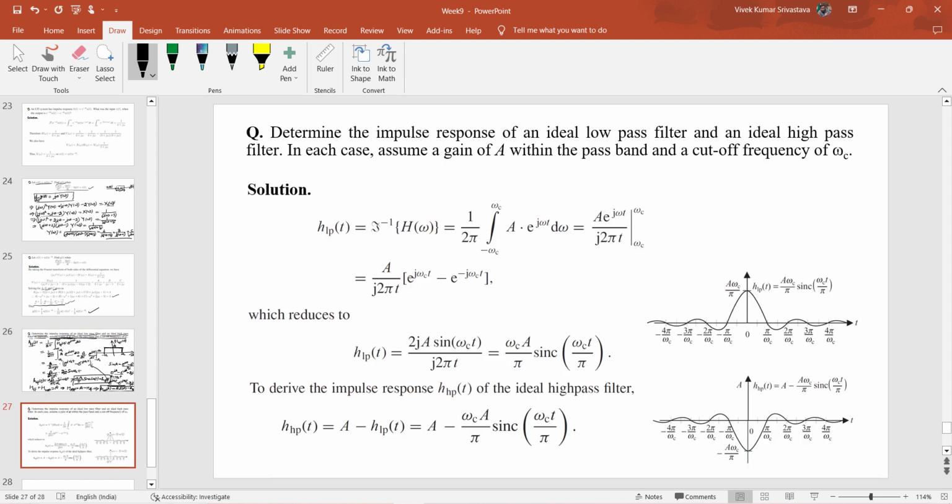Okay, so this is the solution that I solved for you, and here is the impulse response plot of the low pass filter and the high pass filter. From the expression itself we can see that it is nothing but a sinc function. It means the impulse response will vary like a sinc form, whereas for the high pass filter it will be an inverted sinc form.